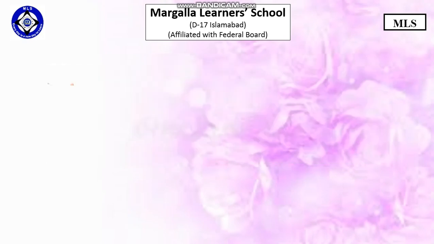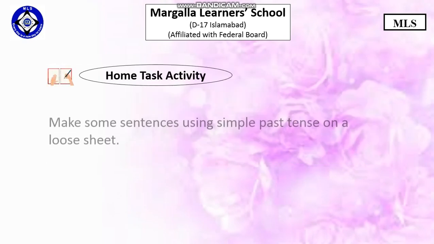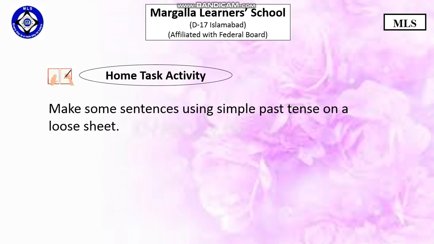Now, let's do an activity. Make some sentences using simple past tense on a loose sheet. I have made one sentence for you. John Cabot sailed to America in 1498. In this sentence, all of the elements have been mentioned: the subject, the verb, the object, and the time period as well.